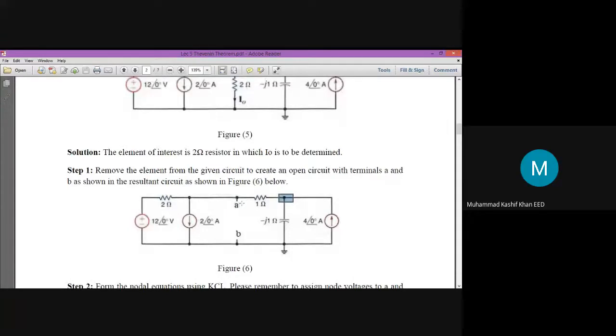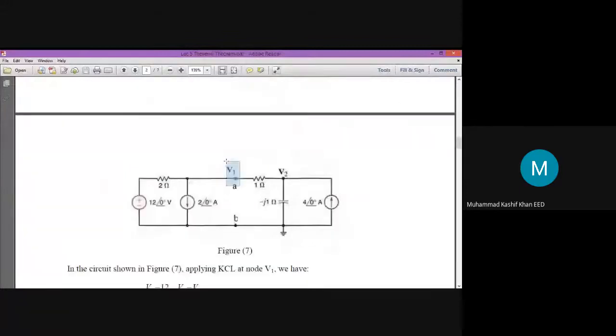Once I have found the value of V1, I will automatically get the value of VA, because VA and V1 are one and the same thing. Once you have found out the value of V1 or VA, then you can simply find out VAB. VAB will be equal to VA minus VB. In this case, VB is 0, so VAB will only be equal to VA.